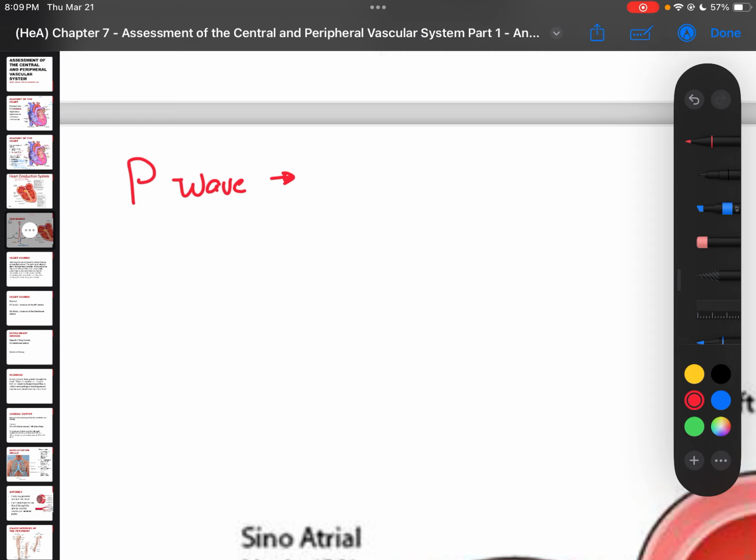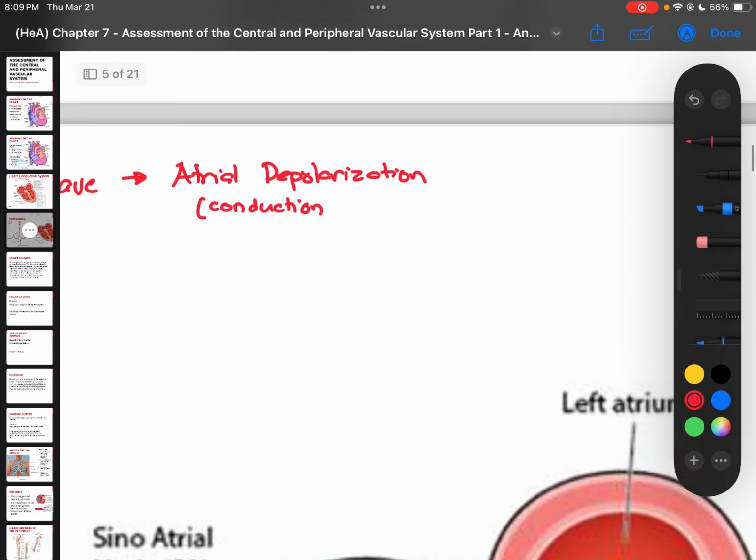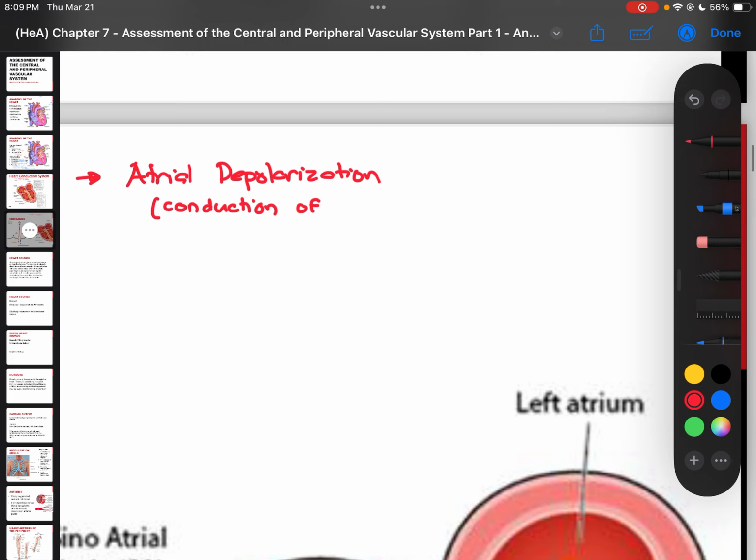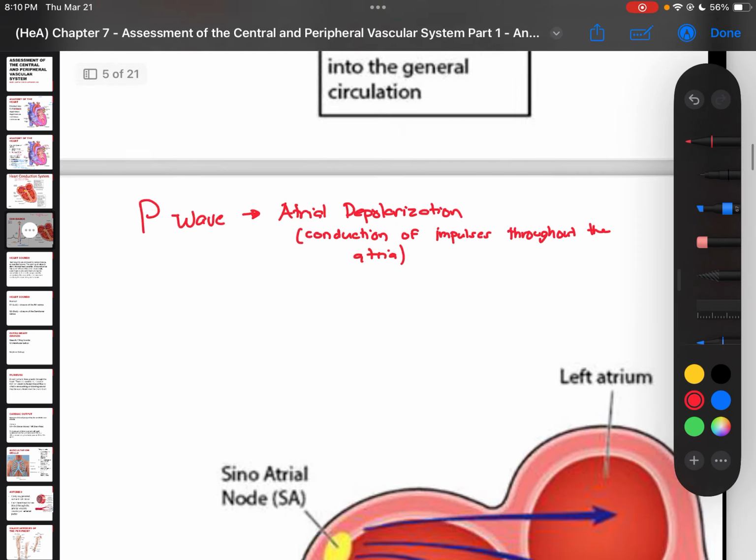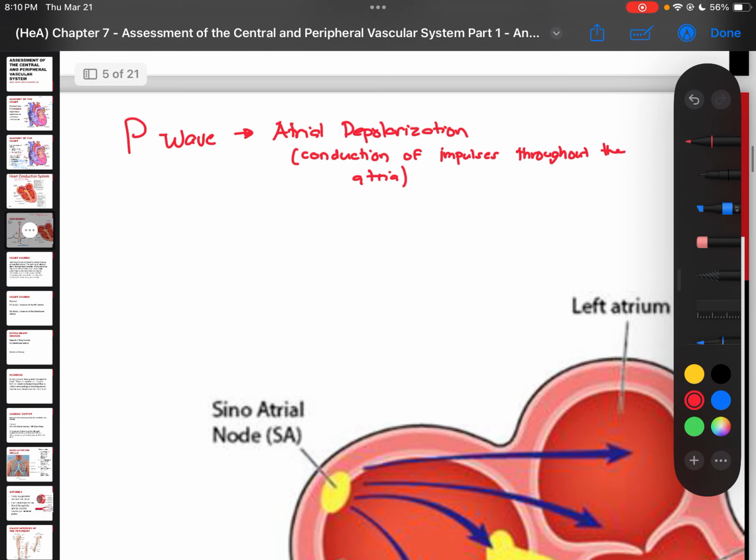Our P wave is also known as our atrial depolarization. Meaning, it is the time wherein there is conduction of impulses throughout the atria.